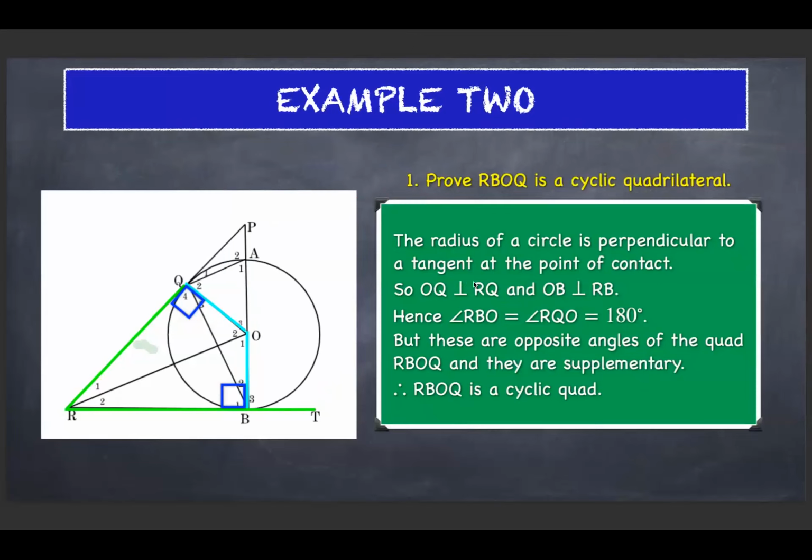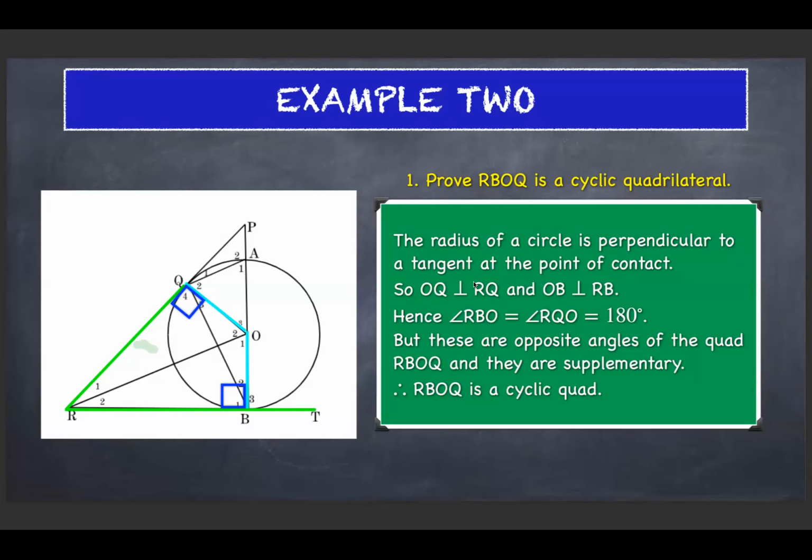So the first question would be, prove RBOQ is a cyclic quadrilateral. So immediately we need to think, okay, cyclic quadrilaterals, what do we know? We've got exterior angles, that the exterior angle is equal to the interior opposite angle. What else do we know? We know that the opposite angles are going to be supplementary. So it's almost like you're working backwards to see which one is going to fit.